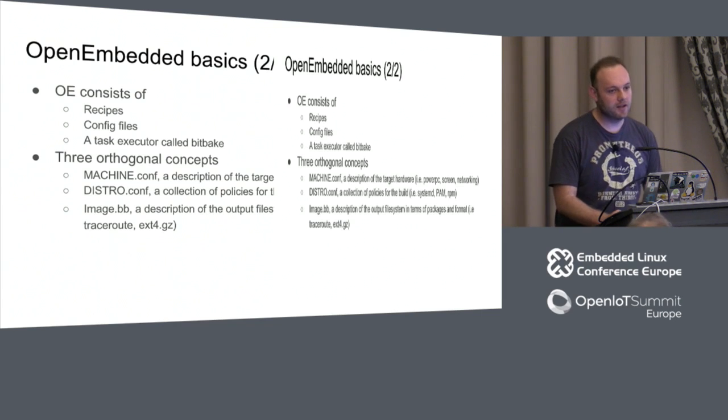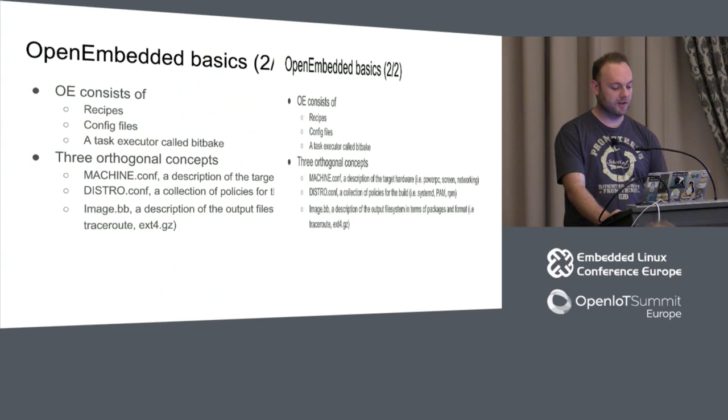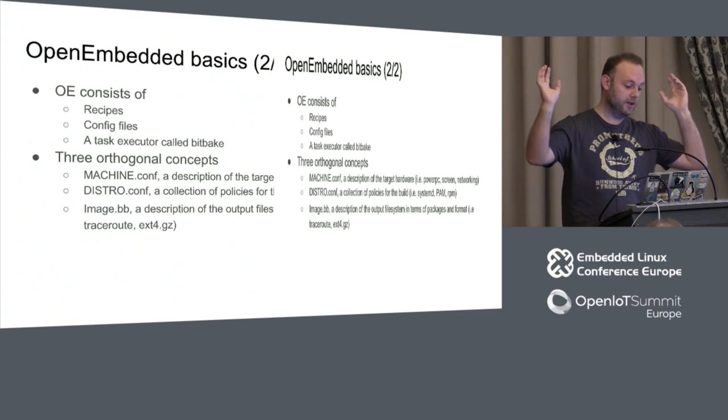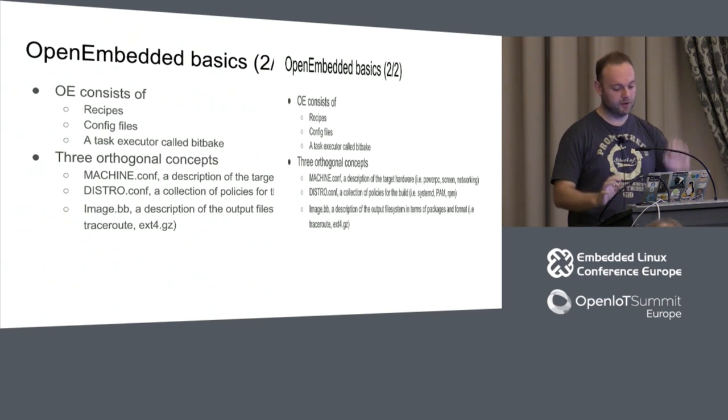So OpenEmbedded consists of recipes, config files, and a task executor called bitbake. And for the BSP talk, you have to remember we have three orthogonal concepts in OpenEmbedded. One is a machine that describes the target hardware and the features. So it says it's a PowerPC CPU, it has a screen, it has Wi-Fi, etc. You have a distribution config which sets policies like selects the init system, selects the C library, and does some other things. For example, in a distribution you can turn off all graphics for a headless thing. So even if your machine says, I have a screen, in the distro you can say, yeah, that's nice for you, we're still not going to use it.